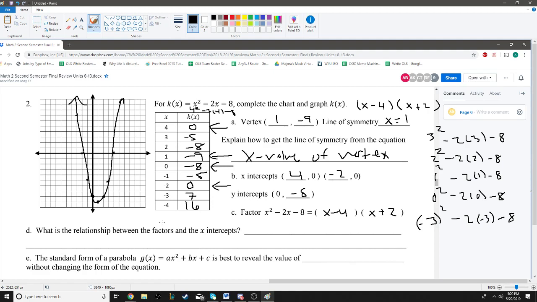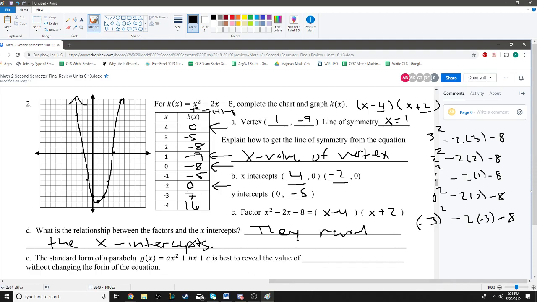What is between the factors and the x-intercepts? They reveal the x-intercepts. Okay. Look, the opposite of -4 is +4. The opposite of +2 is -2. Plots them right away. Okay.